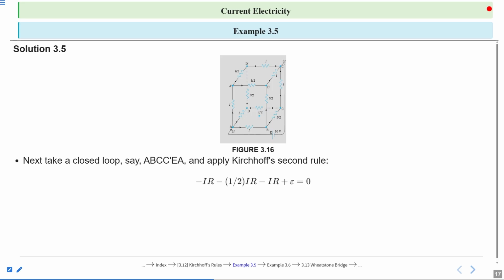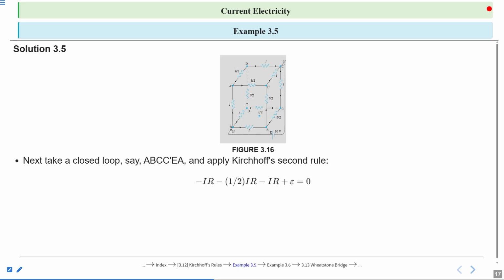Now from C dash to E and E to A, a battery is connected and we are moving from the negative terminal to the positive terminal of the battery. If we are moving from negative to positive terminal of the battery, the potential will be taken as positive. If we are moving from positive terminal to negative terminal of the battery, the potential drop will be taken as negative. If we are moving from negative terminal to positive, the potential drop will be taken as positive.